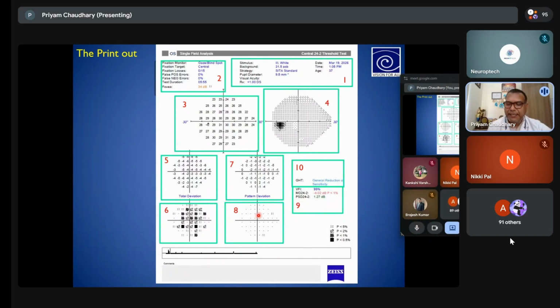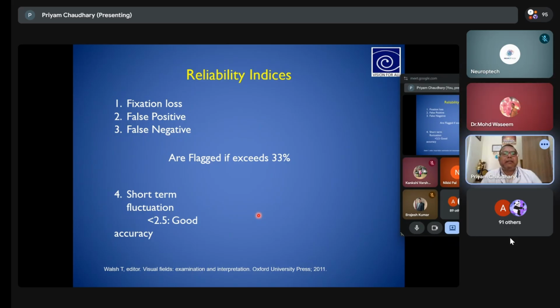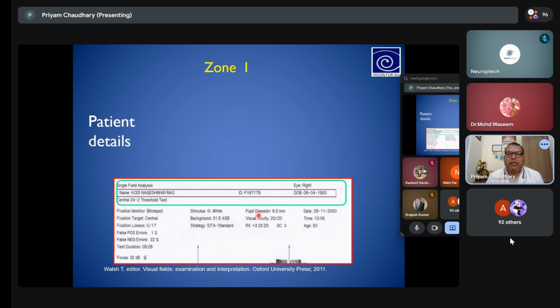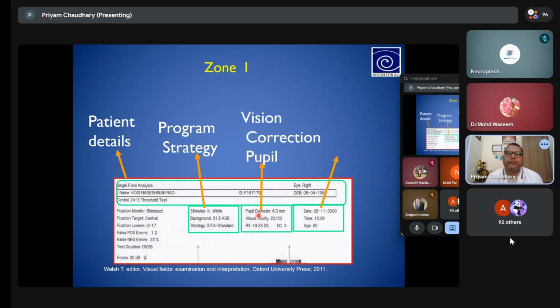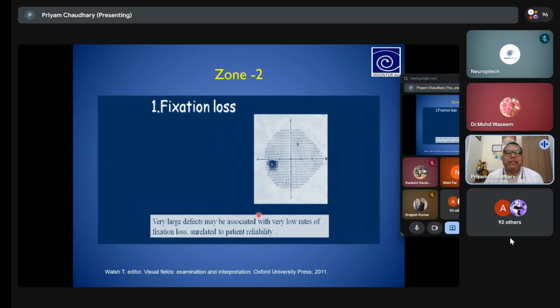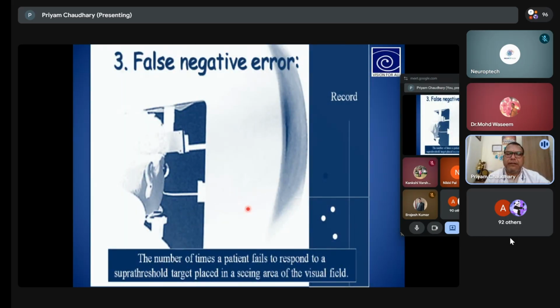So this is how we read the printout, how we read the report. The reliability indices, fixation loss, false positive, and false negative are flagged. So this is the zone. I have already explained all the zones, so there is no need to go again. This is the fixation losses, false positive, trigger happy patient, and false negative.